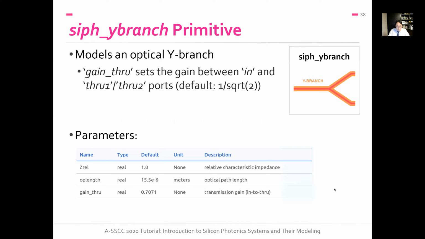There is a corresponding XMODEL primitive called Y branch, and it's basically described by the gain between the incident port and the through port.